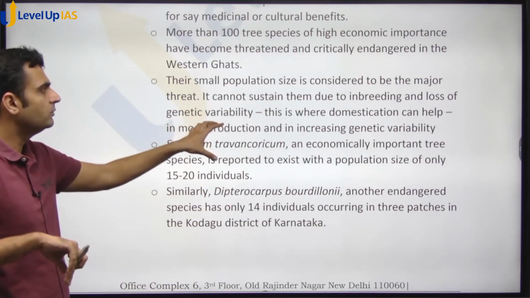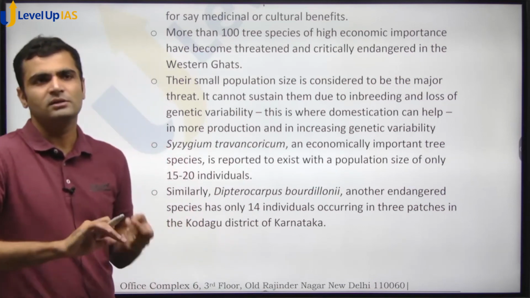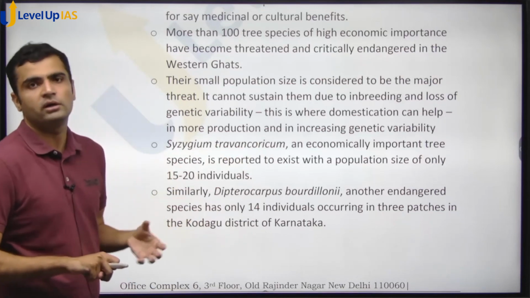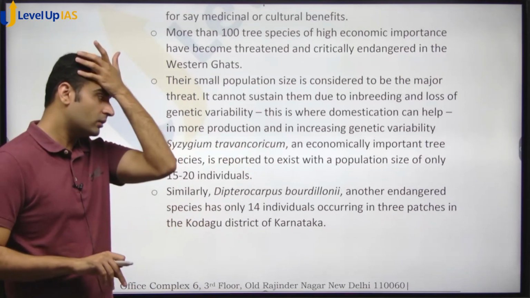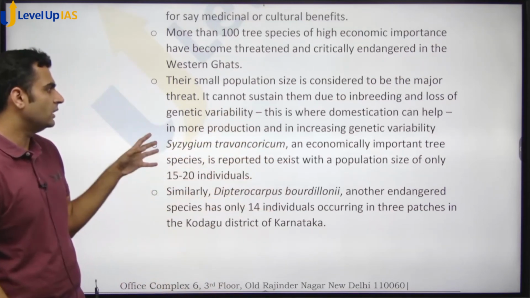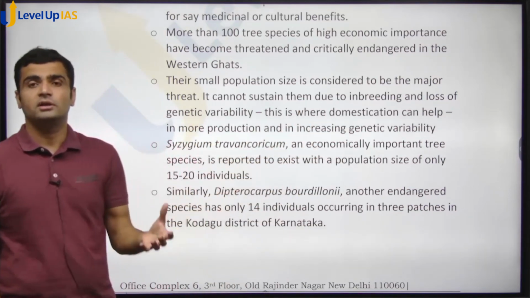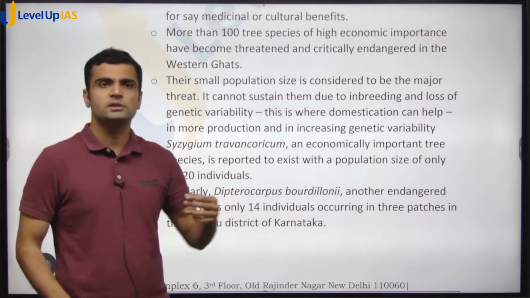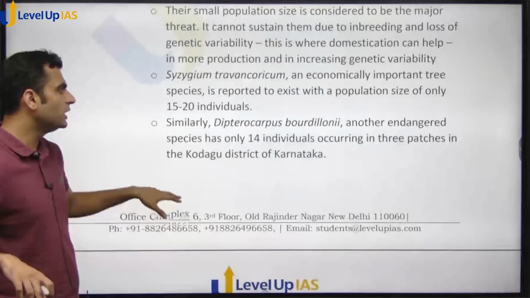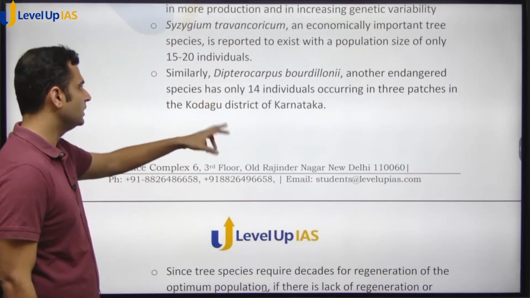It cannot sustain them, due to what happens when only these kinds of small populations remain. There is a lot of inbreeding and infertility that creeps in. Diseases become apparent. Recessive genes become the norm. So this is where domestication can help in producing more and increasing genetic variability, because in domestication genetic changes are the norm. We have seen that genetic changes will happen. Similarly, Dipterocarpus bourdillonii, another endangered species, has 14 individuals in Kodagu district.